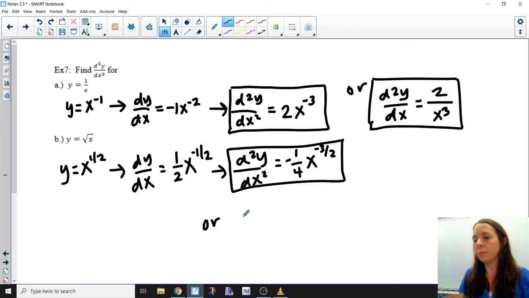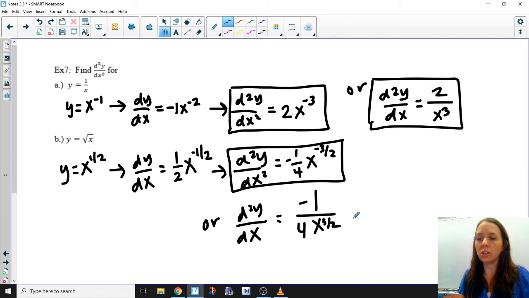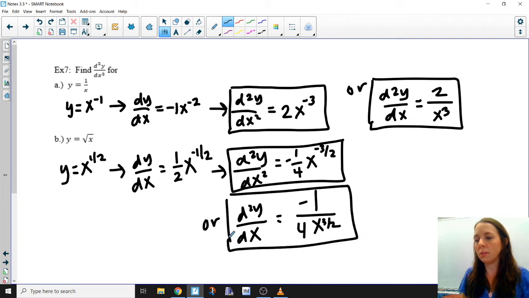Or you could write that as negative 1 over 4x to the 3/2. Change that negative power to a positive. You could write it as negative 1 over 4 times the square root of x cubed. I'm not going to do all that. This is good enough to say we're done. Okay? So keep in mind that that's a thing that's out there.